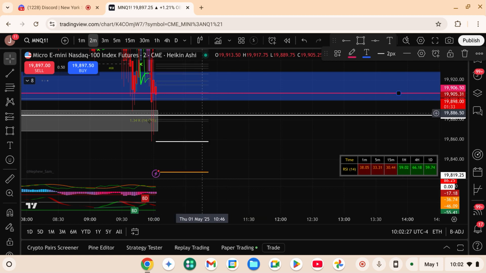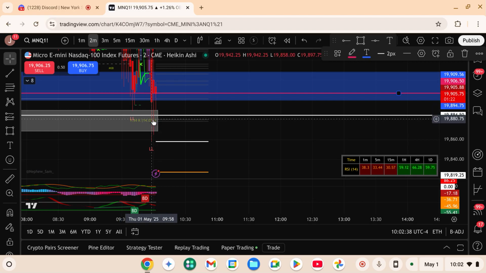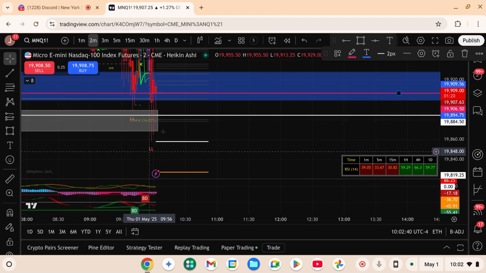See, it took that out and then started going right back up. It took the London low, and then it tapped into that 5 minute order block right below it. That's how it gets people with the fake outs.